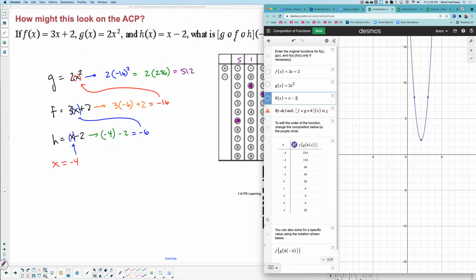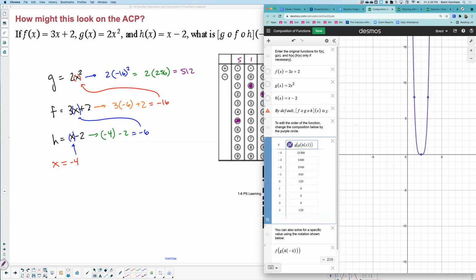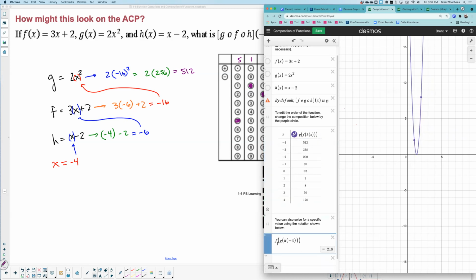That's not what I want on this problem. I need to switch. I need to do a g of f of h. So I need to change this to g of f of h. And we're looking for -4. So it's 512, just like we got. And if you went down here, you could also just type it in. Again, you need to change this to g of f of h. And yep, it'd be 512. So we did it correctly.